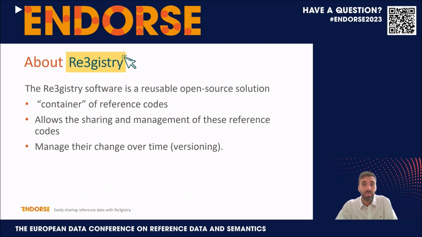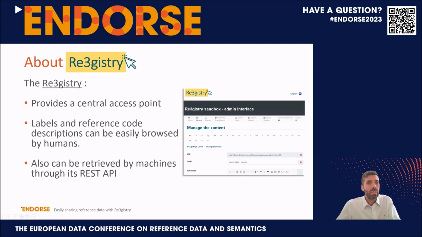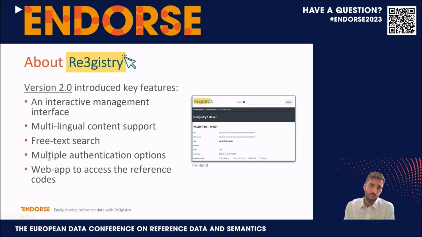Well, Re3gistry software is an open source solution that works as a container of reference codes. With Re3gistry, the reference codes can be shared and easily managed by the administrator. In addition, it allows you to keep track of the changes over time. Going more into the detail of some of the functionalities, Re3gistry provides a central access point, allows the use of labels and descriptions that help browsing for information related to a reference code, and then all the information is accessible through a REST API.